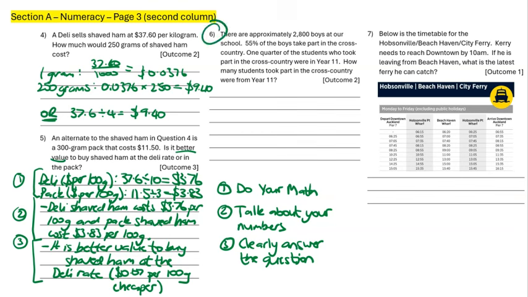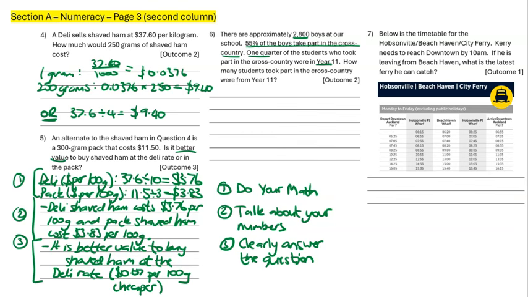Okay, we've got question number 6 now. We're back to learning outcome 2. These ones are a bit nicer. They're the more difficult math ones, but often a bit nicer. So there are approximately 2,800 boys at our school. 55% of them take part of the cross country. 1/4 of the students who took part of the cross country were year 11. So we've got a whole lot of numbers there. How many students took part of the cross country who were from year 11s? So we're trying to find out how many year 11s were part of the cross country.